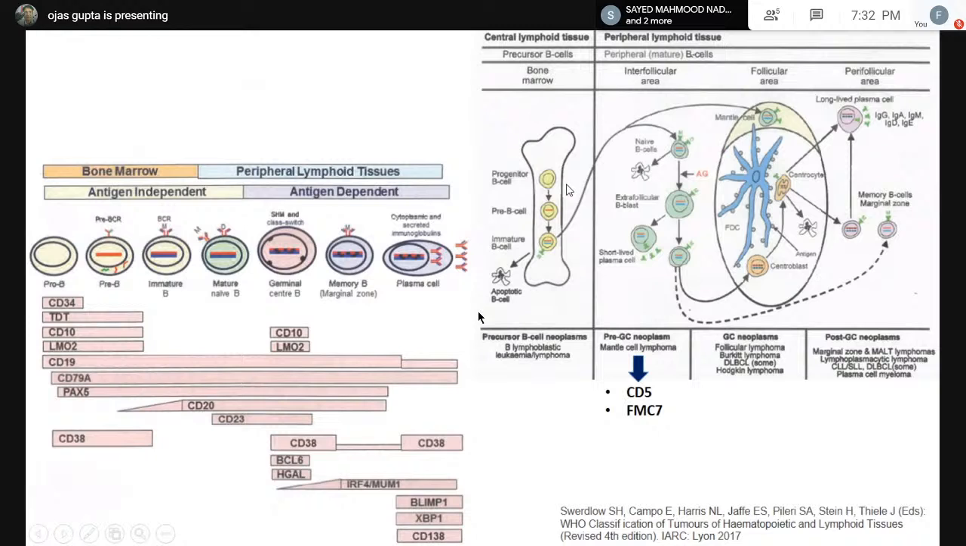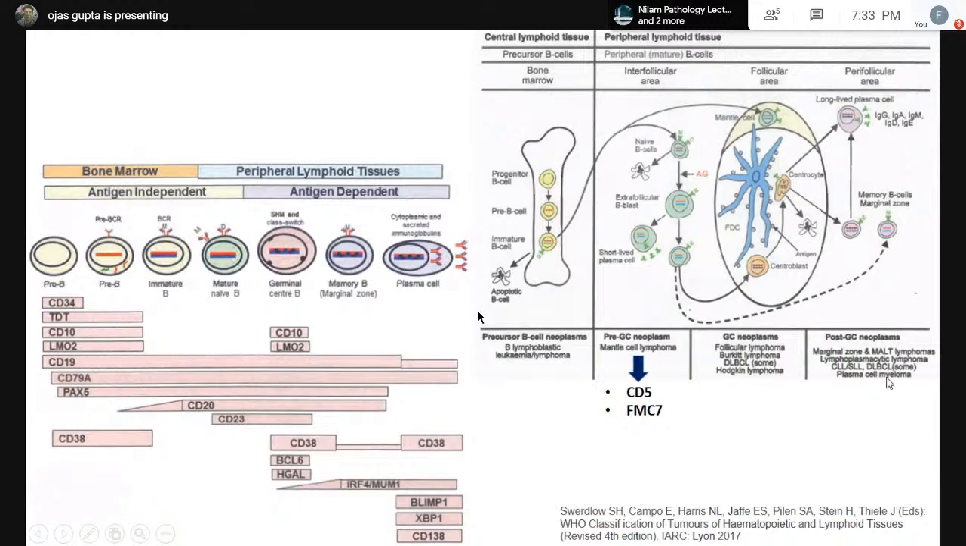Now it is important to understand that the lymphomas which arise from the precursor B cells are B lymphoblastic lymphomas, and the lymphoma which arises from the pre-germinal center cells, which are naive B cells that are CD5 positive, is mantle cell lymphoma. The lymphomas which arise from the germinal center are follicular lymphoma, Burkitt lymphoma, some of the DLBCLs, and Hodgkin lymphomas. And the neoplasms arising post-germinal center, from plasma cells, memory B cells, or marginal zone, include marginal zone or MALT lymphoma, lymphoplasmacytic lymphoma, CLL, SLL, some of the DLBCL, or plasma cell myeloma.